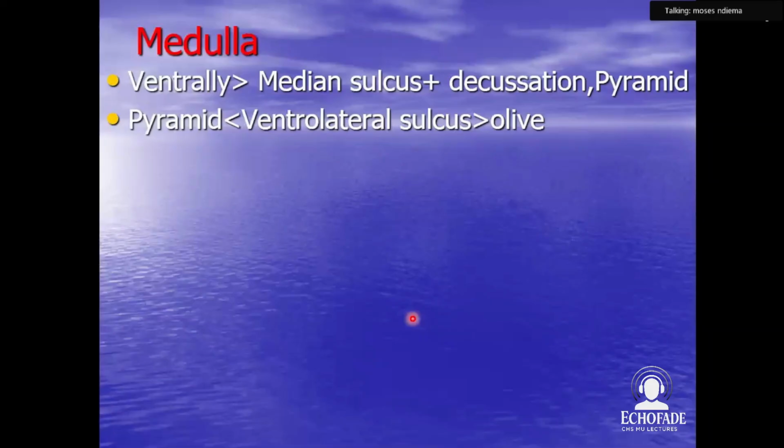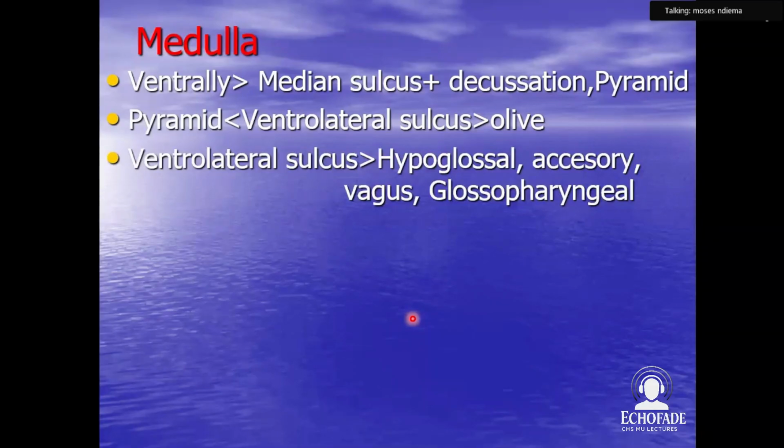We have talked about the median sulcus, the decussation, the pyramids, the ventrolateral sulcus, which gives rise on the lateral side to the olive, where you have the olivary nucleus. And then lateral to that is the origin of the hypoglossal nerve, accessory nerve, vagus nerve, and glossopharyngeal nerve. Their cell bodies are in the tegmentum. We'll specifically have a session where we look at these cranial nerves.